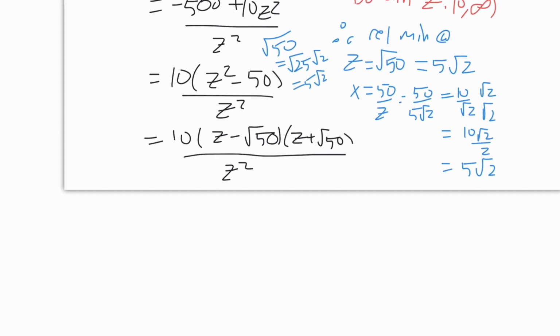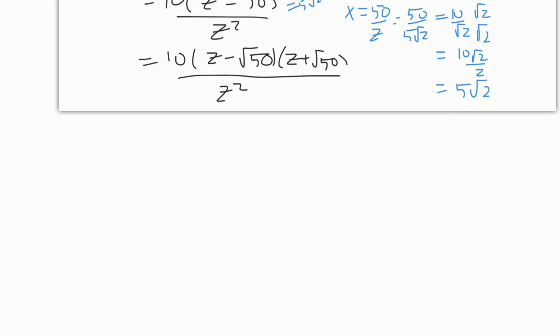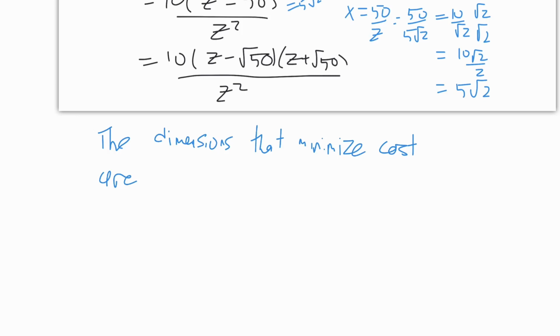So our final answer, the dimensions that minimize cost are 5 root 2 centimeters, 5 root 2 centimeters, and of course the original 5 centimeters that they gave you. And there's our solution.